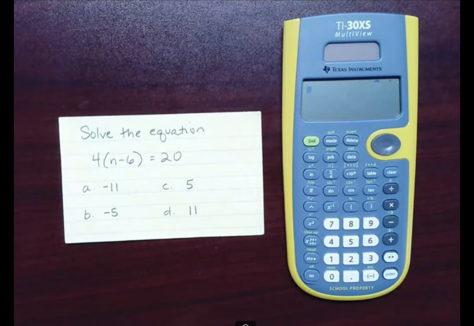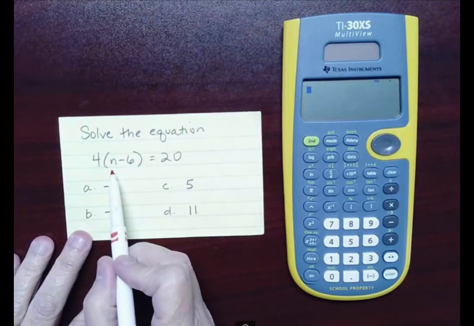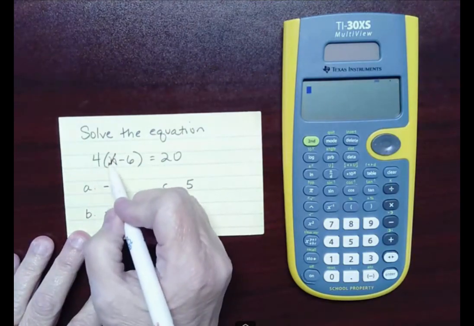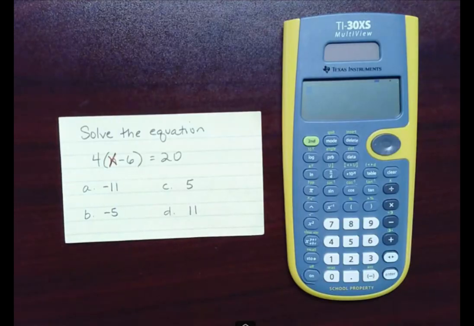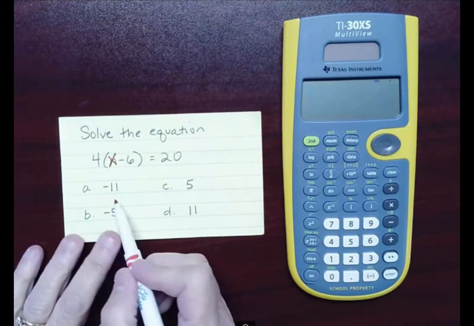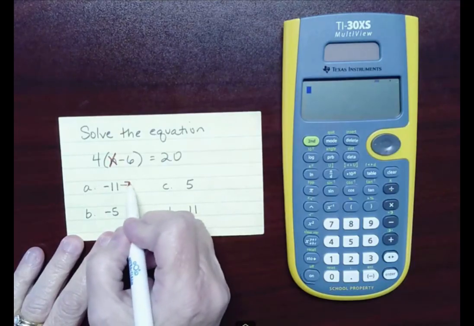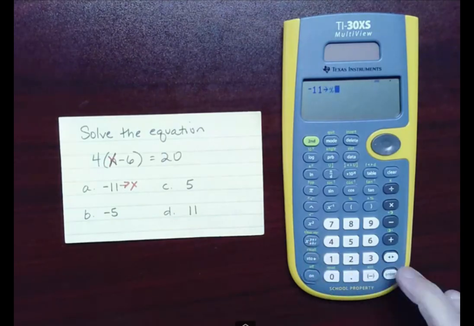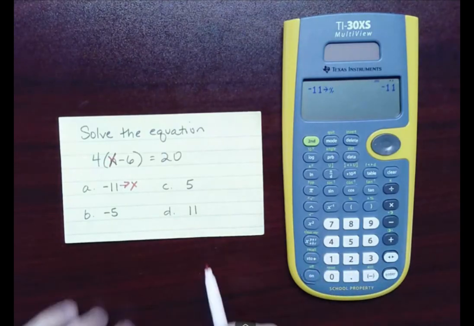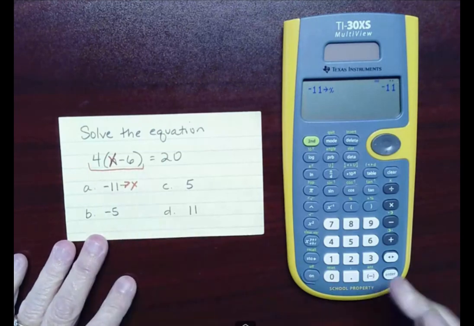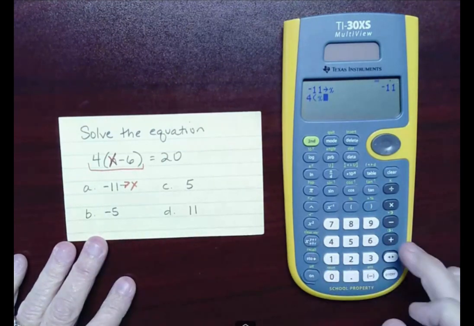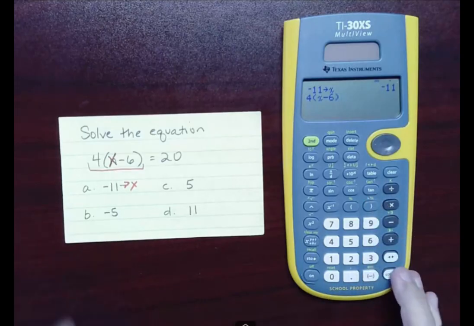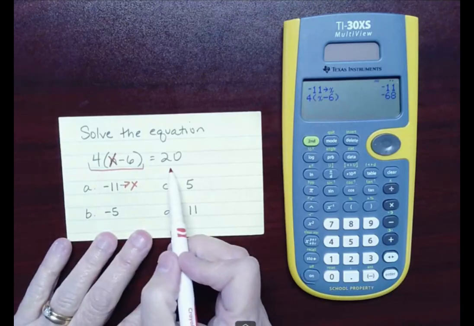So here's what we're going to do. We're going to take our answer choices and store those for x. Now, even though I have an n here, that doesn't really matter. I can use any variable. So we're going to use x instead of n. And the first thing we're going to do is store negative 11 for x. So we're going to do negative 11 store x, enter. And now we're going to type in the problem. 4 parentheses x minus 6, close my parentheses, and hit enter. Negative 68. The answer I'm looking for is 20.